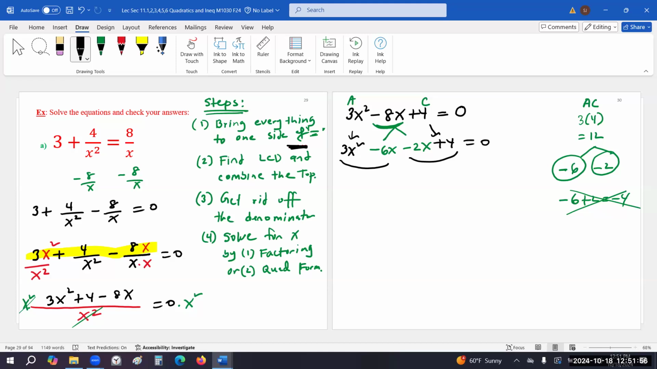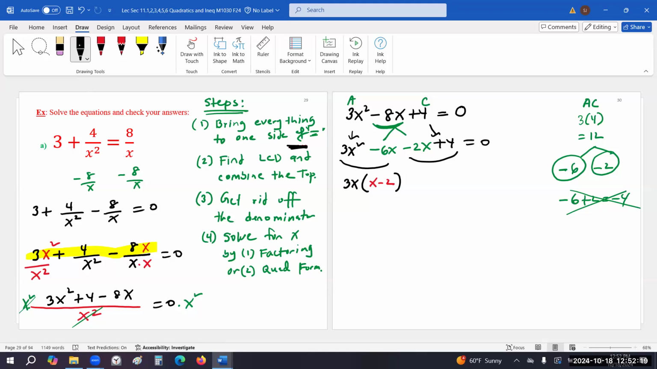Now look at each group individually. In the first group, can you take out anything as a common factor? Yes. What do you see? 3x. And if you pull it out, what remains? x minus 2.